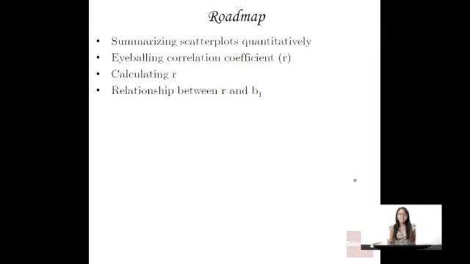All right, so first, let's go back and just briefly review summarizing scatter plots quantitatively and talk about all the other things we've talked about with scatter plots so far. Then we're going to talk about eyeballing the correlation coefficient, or what we call R, Pearson's R. Because actually, if you have a set of data that looks a particular way, often you could sort of ballpark where the correlation coefficient probably falls. And then we're going to talk about precisely calculating it. Then we're going to go back and talk about the relationship between R and B1, or slope, of our regression line.